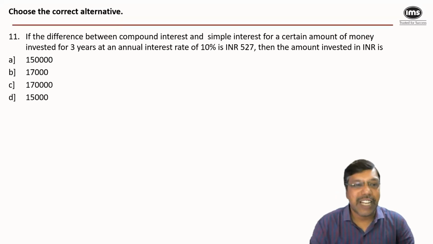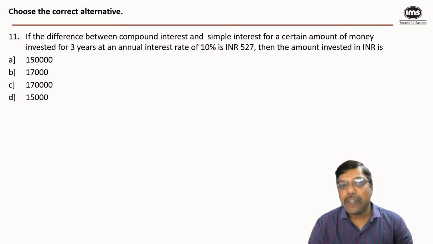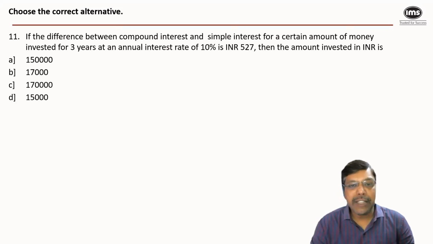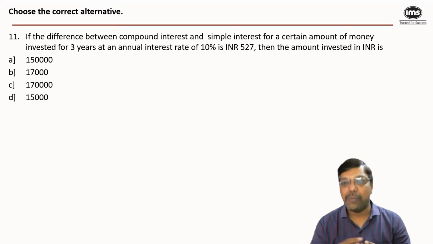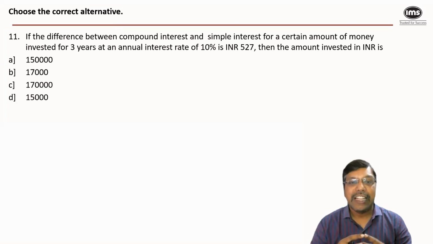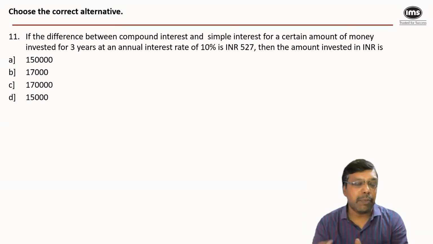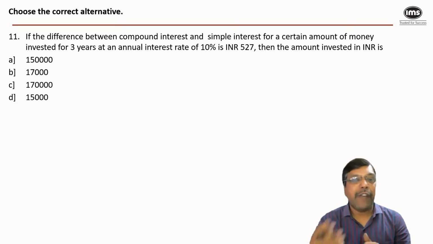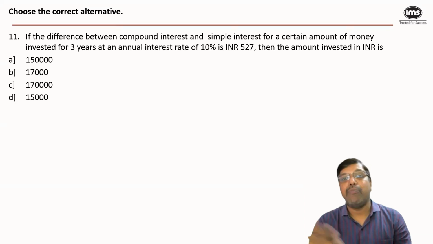Now let's see this question at hand. If the difference between compound and simple interest for a certain amount of money invested for 3 years at an annual interest rate of 10% is 527, then we are to find the amount invested, which is nothing but the principal. Now, if we apply the formula of compound interest and simple interest and equate the difference to 527, we might be able to get the answer, but the calculation is quite cumbersome.